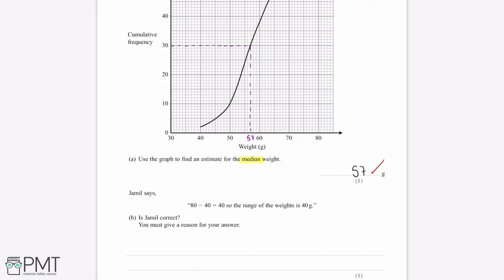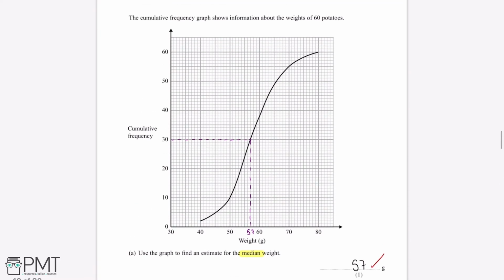Jamil says 80 minus 40 is equal to 40, so the range of weights is 40 grams. Is Jamil correct? You must give a reason for your answer. So when drawing cumulative frequency graphs, we use grouped data. So what this means is we'll be given a frequency for a particular class interval. And if we look at this graph, an example of this could be that there are 10 potatoes with weights between 30 and 50 grams.